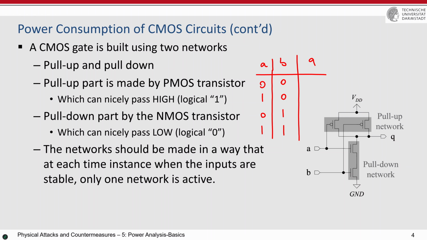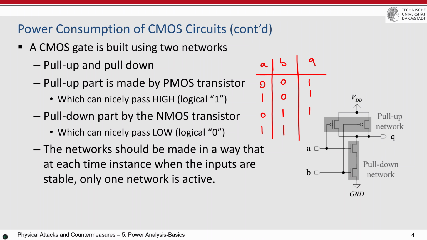Then we have 1. When A is 1, then this is conducting, but B is 0. Yeah? This is 1, this is 0, means this is conducting, this is not conducting, then the pull-down network anyway is disconnected. But again, one of them is 0, B is 0. Then this is conducting, then Q is connected to VDD. Then we have 1. In the next one, when A is 0 and B is 1, it is the same.